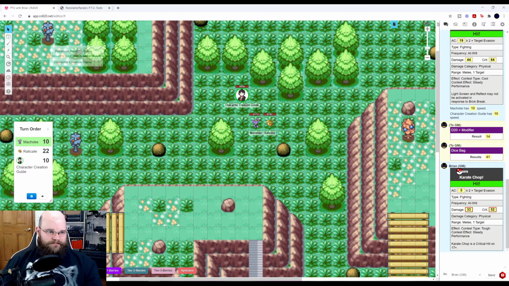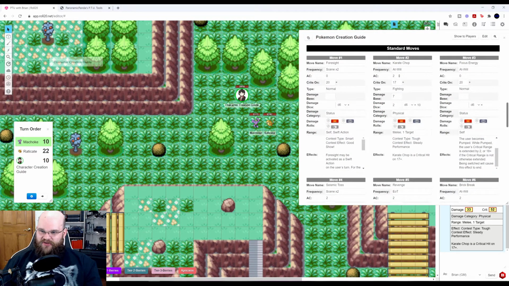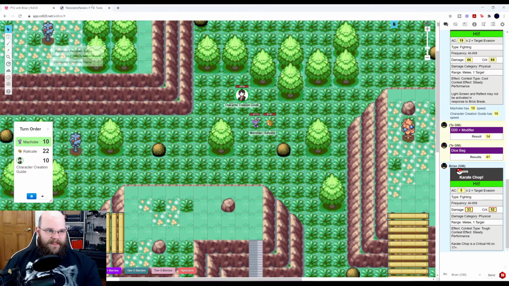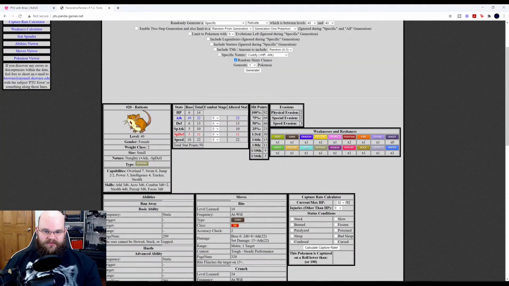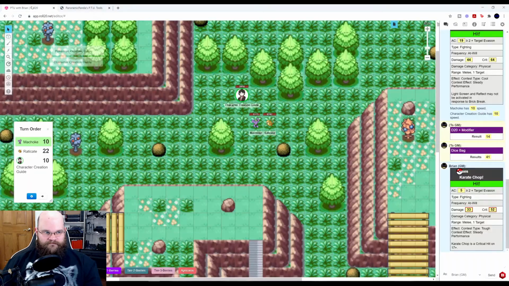So Karate Chop has an accuracy check of 2 base. We go over here and look at our Eradicate. He has a speed evade of 4. So 4 plus 2 is 6. My 5 does not hit.